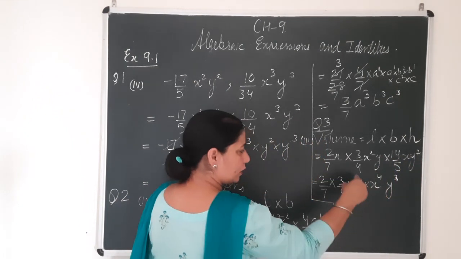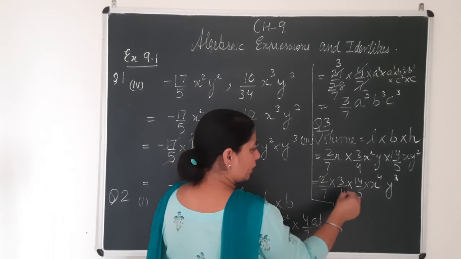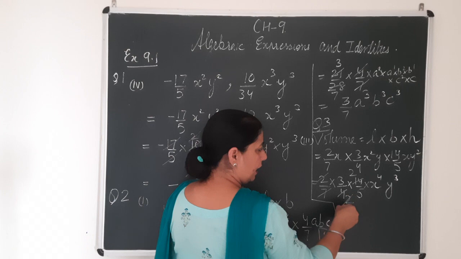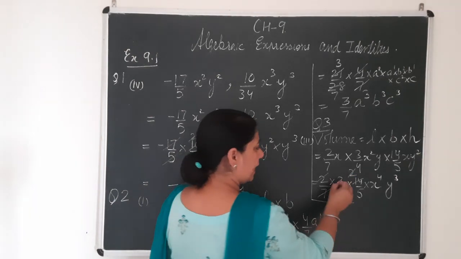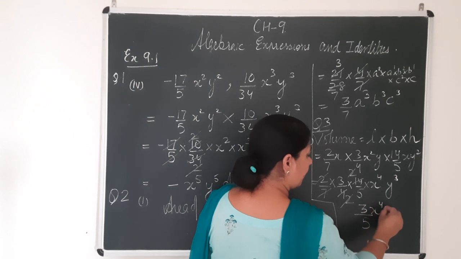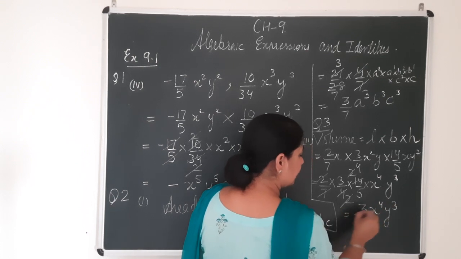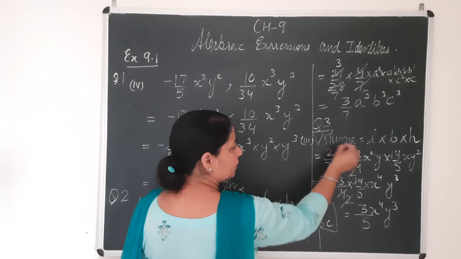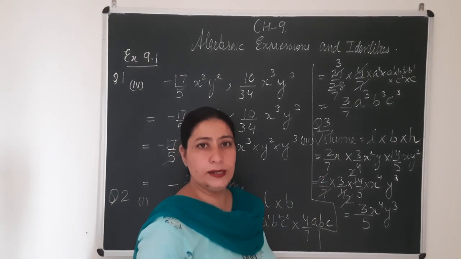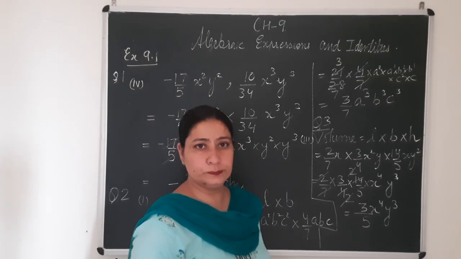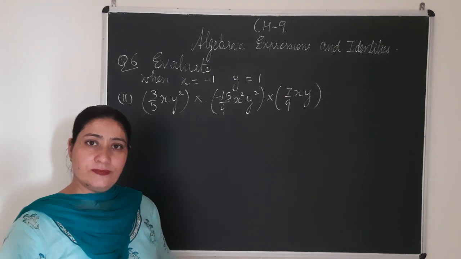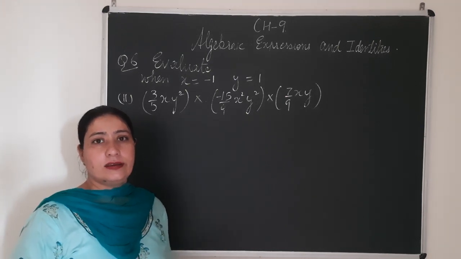Now let's do the calculation of this part. 2 1s are 2, 2 2s are 4. 7 1s are 7, 7 2s are 14. Again, this 2 also cancels. I am left with 3 in the numerator, 5 in the denominator, with x power 4, y power 3, and this expression is the expression for the volume. Is it clear, beta? So this way we can complete our sum number 1, 2 and 3. Beta, you can do the 4th and the 5th question of this exercise in the same way, just as I have explained 1st, 2nd, 3rd.